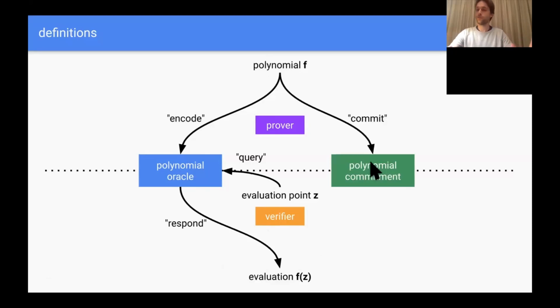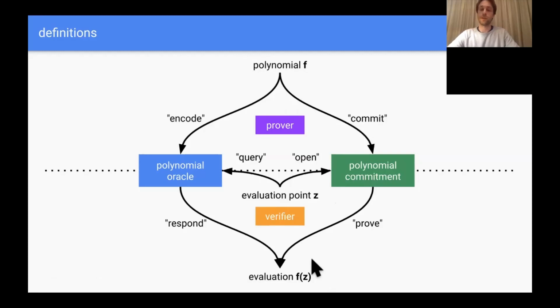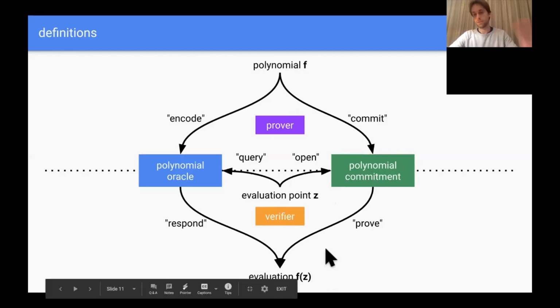It's the same thing with polynomial commitments, but we use slightly different language. We have a polynomial f. The prover will commit to the polynomial, hence the term polynomial commitment. This will be a binding commitment. Then the verifier can ask to open at a specific point, and the prover will prove cryptographically that the evaluation of the polynomial f at z is indeed what the prover claims it to be. So that's the basic definition.